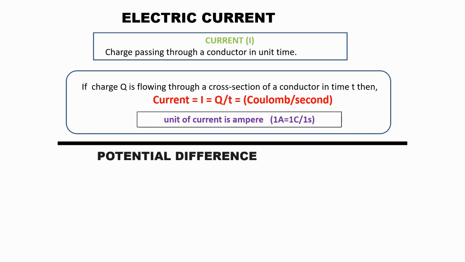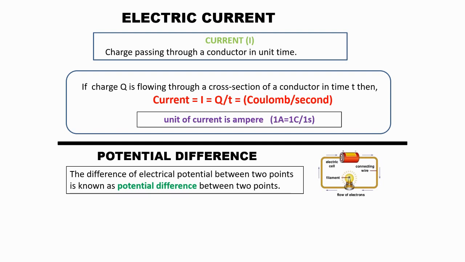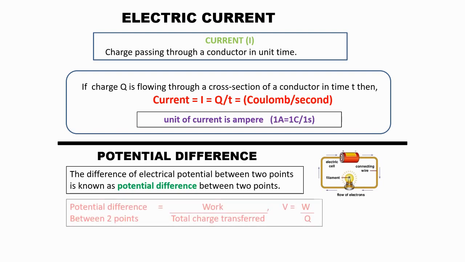Second is the potential difference. Also in the previous picture, we saw that the potential difference was created in the cell. Why was it created? It is the unevenness of the charges at the two ends of the cell. So we can define the potential difference as the difference of electrical potential between 2 points, and the formula for potential difference between 2 points is given as work done between these 2 points upon total charge transferred.